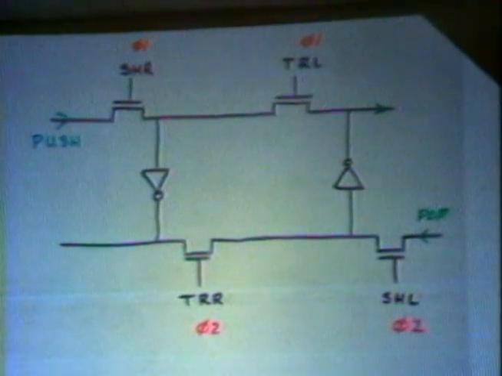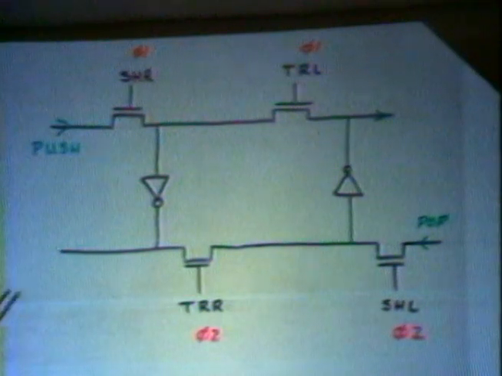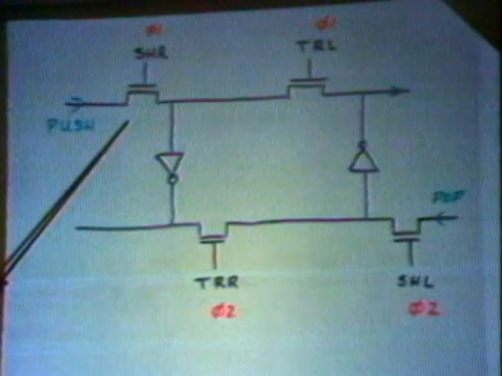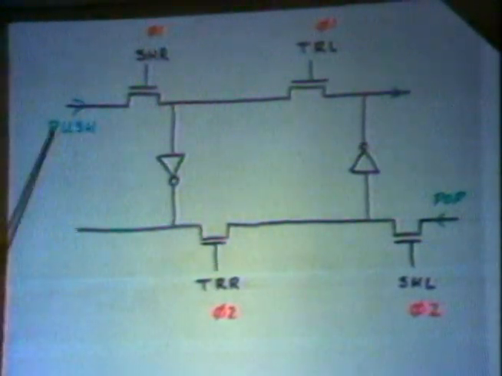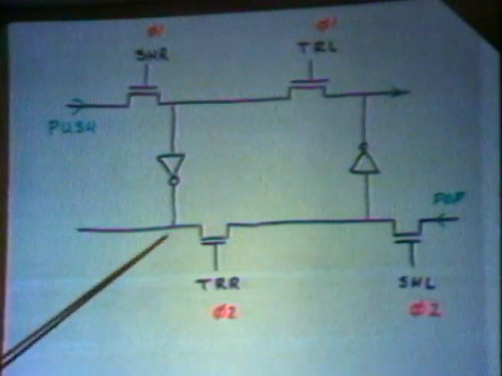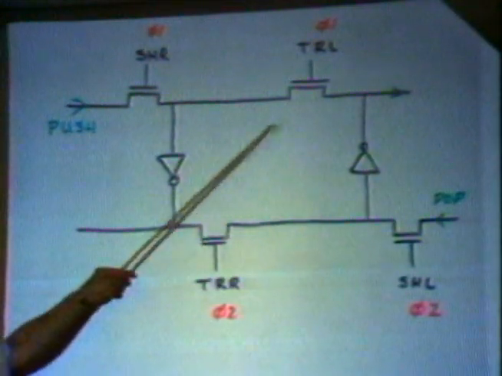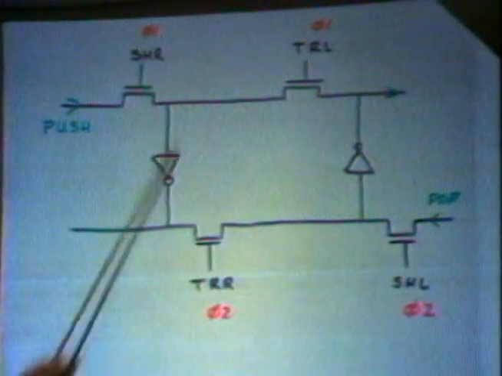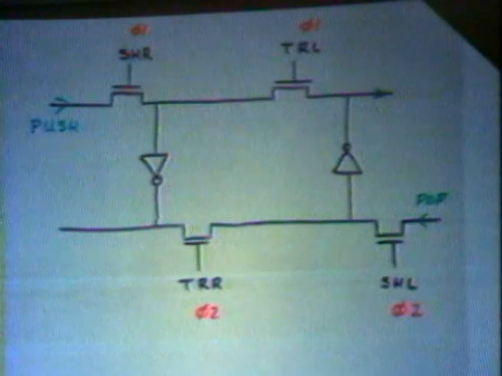So recirculating is fine, but sometimes you want to push something onto the stack, in which case during the next phase one, you would turn on this gate. This one would not be on in that particular case. You would store the charge on this node right here. It would propagate through here, and on the next phase two, it would propagate the rest of the way around the loop. And then on the next phase one, this would turn on and keep that bit stored in the register.